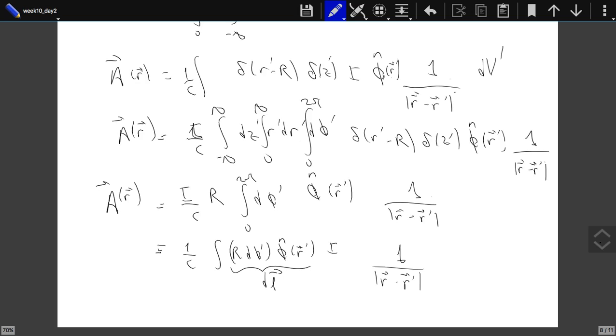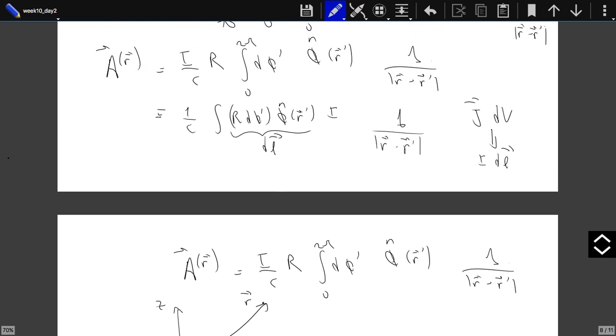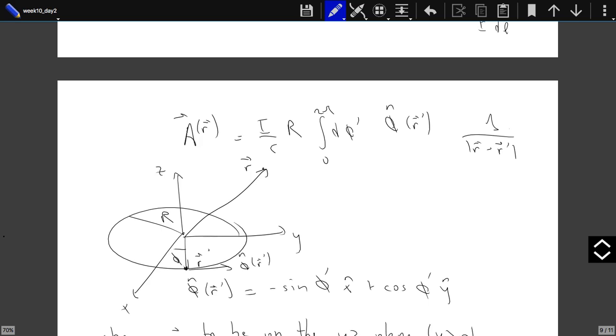I don't think we have a problem with this final expression of A. Now, because what we had actually done is we had the J integrated over dV. This we can always replace with I integrated over dl for a line charge. This always works. So this is our A. And then this phi hat vector, is this correct?